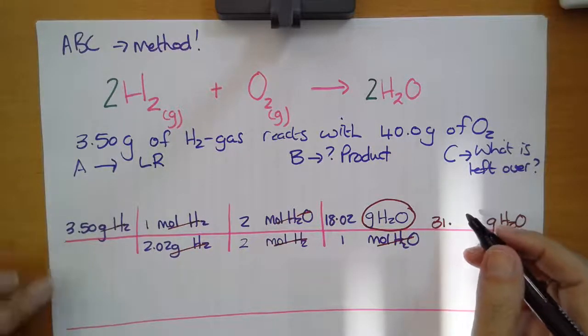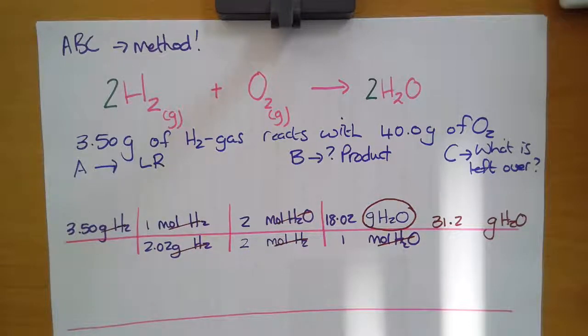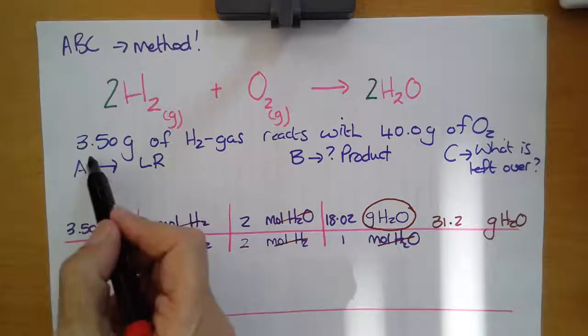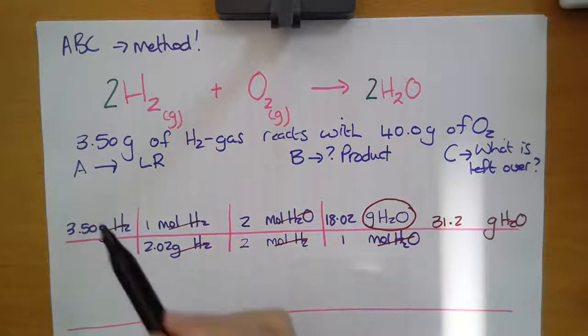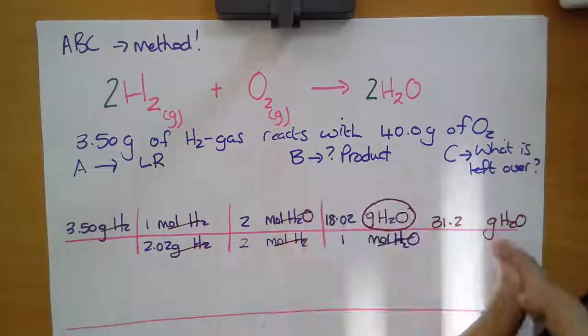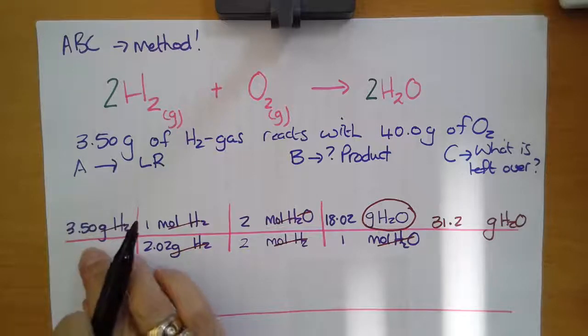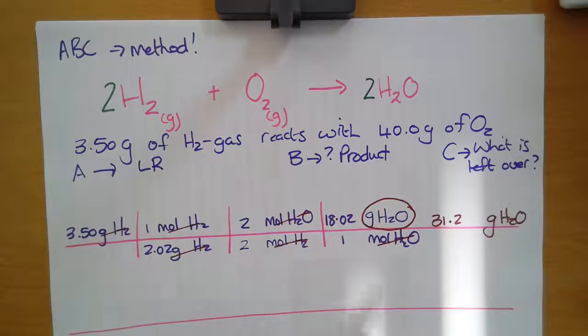31.22, and I need to use 3 significant figures, so it will be only 31.2, because my question is 3 sig figs, 1, 2, 3, and 1, 2, 3. So 31.2 grams of water is going to be produced. Right? So I've answered A, not yet, but have I answered B? Yes. Because now I know if I have so much hydrogen, I will get so many grams of water.